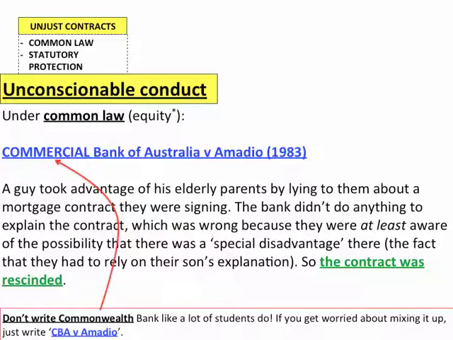And the bank knew that there was some sort of special disadvantage, right? That they had to rely on what their son said, and the son was making a lot of money out of it, so it really wasn't fair. So the contract was rescinded, it was taken away, it was removed by the court in that case.